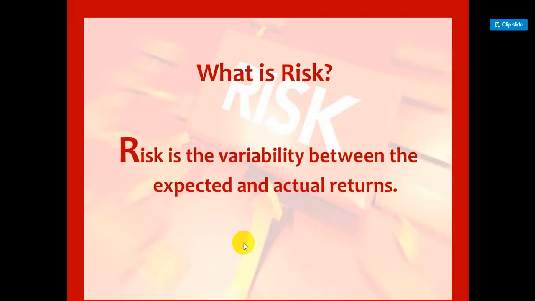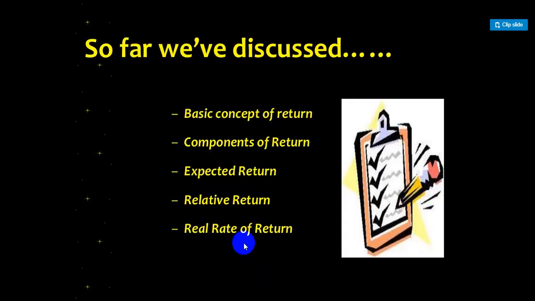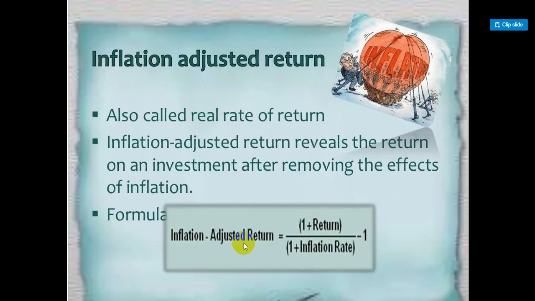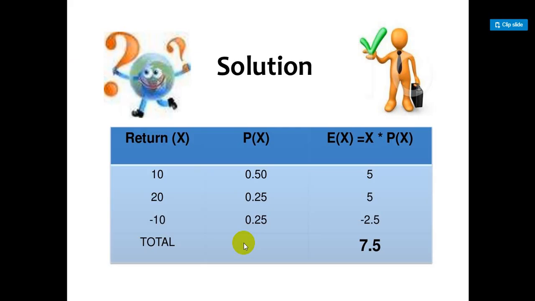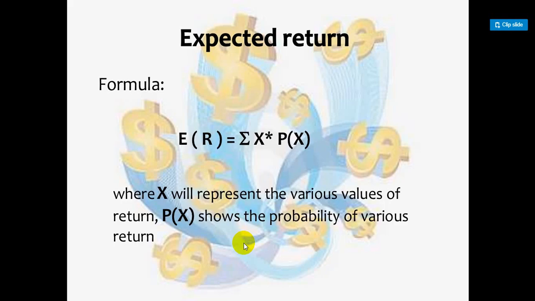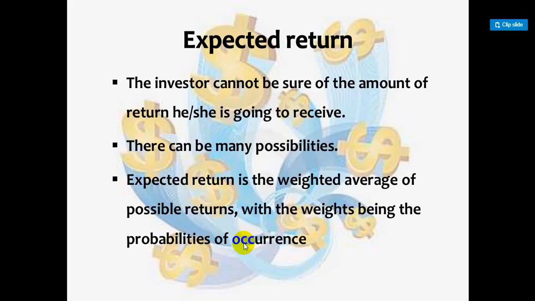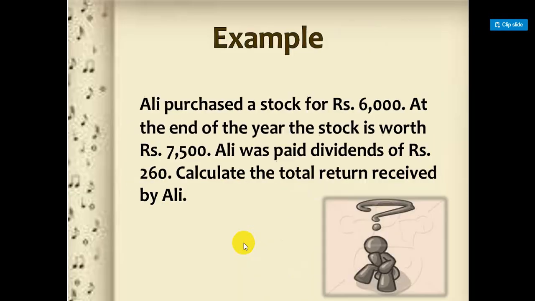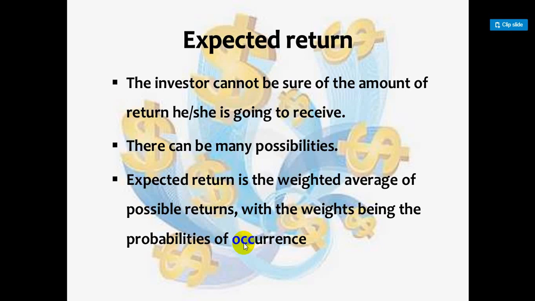Risk is nothing but the variability between expected and actual return. We may expect something and we end up getting something else. So return is nothing but the returns what you get from the particular investment as such. Whereas the investor cannot be sure of the amount that he is going to receive, so there can be many possibilities. So expected return is nothing but the weighted average of possible returns, with the weight being the probability of occurrence.